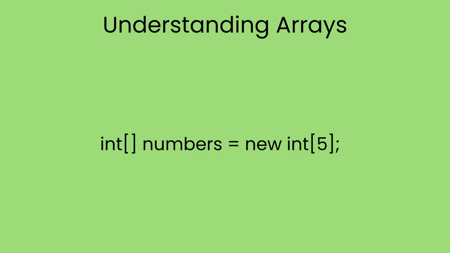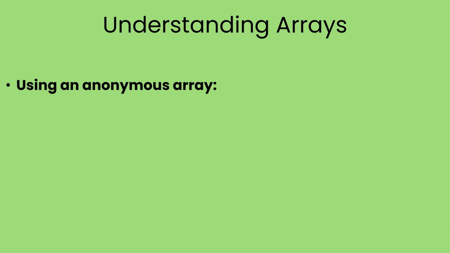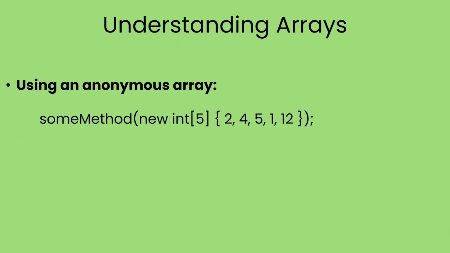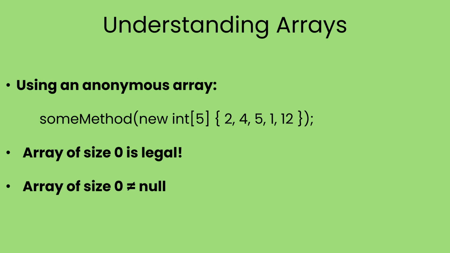We can also declare an anonymous array with the following syntax. This can be useful in certain situations where we need to create and pass the array to some other method as an argument on the fly. It is completely okay to have an array of size 0, and please keep in mind that this does not mean that the array is null.